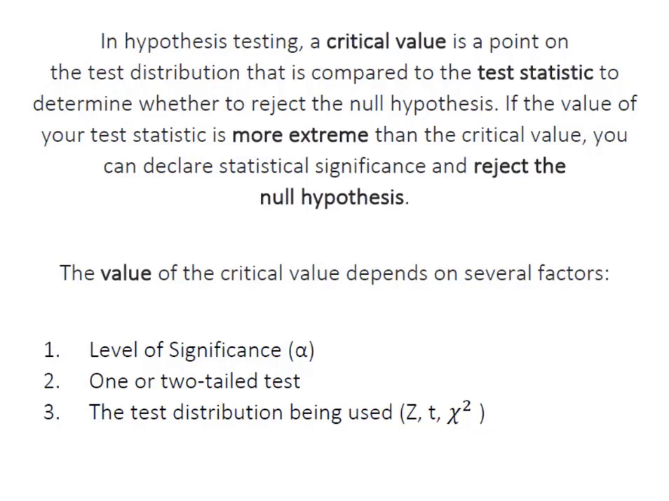The value of your critical value is going to depend on several factors. Firstly, your level of significance, or alpha. Next is whether you're running a one or a two-tailed test. And then finally is your test distribution. In other words, are you using a z distribution, a t distribution, or possibly a chi-squared distribution?